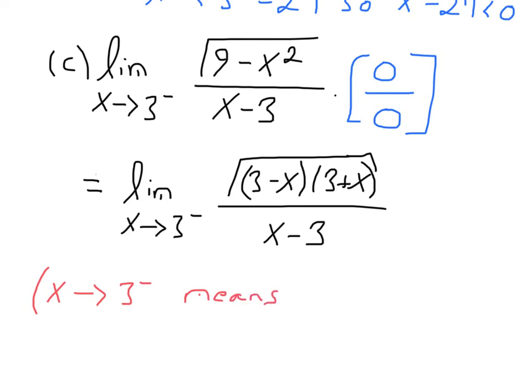and x is less than 3. So, because x is less than 3, subtracting x from both sides of this inequality, we get 0 is less than 3 minus x.